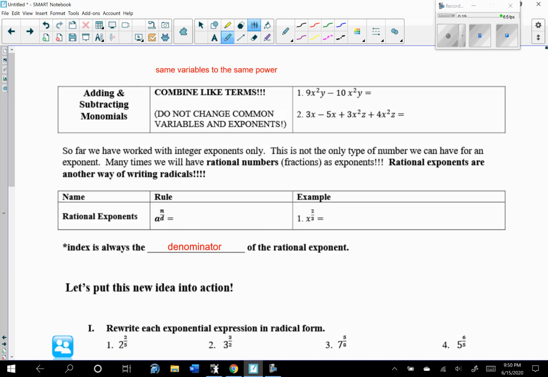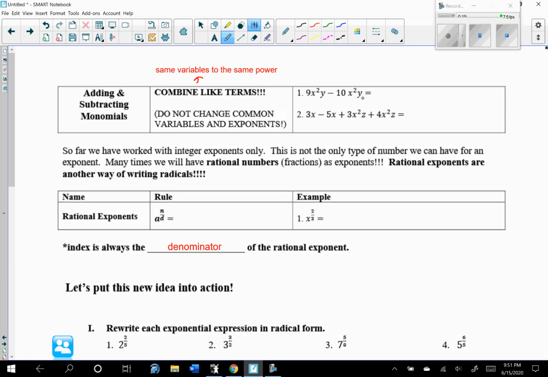Just as a reminder, adding and subtracting monomial terms. Remember, monomial just means one term, binomials two terms, trinomials three. But again, remember when there's a binomial to a power or something, we can't use these rules. So when you're adding and subtracting terms, remember that you want to combine like terms. Like terms are same variables to the same power. And remember, you do not change the common variables and exponents. So you keep those the same.